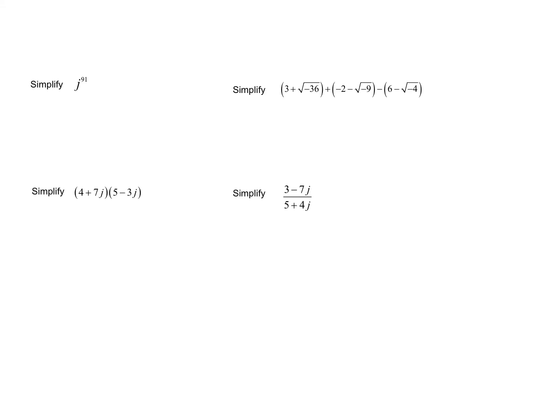In this video, we're going to work with complex numbers and vectors. We're going to start off by just doing some different things with complex numbers: powers, multiples, addition, subtraction, division, that kind of thing. So here we have j to the 91.